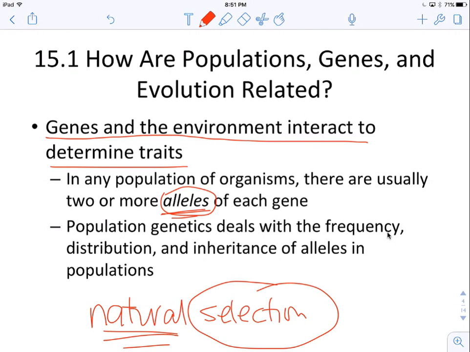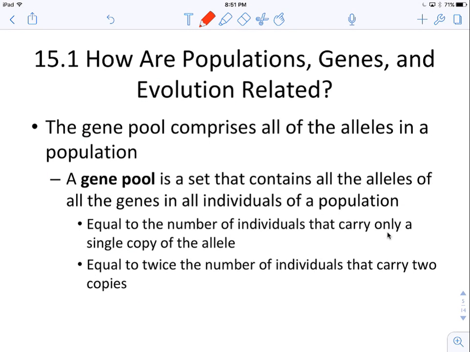So in any population, there are usually 2 or more alleles of each gene. Population genetics deals with the frequency, distribution, and inheritance of the alleles in the population. Now the alleles in the population comprise the gene pool, and you may have heard of this term. So the gene pool is a set of all the available alleles in a population. It contains all the alleles of all the genes of all the individuals in the population.